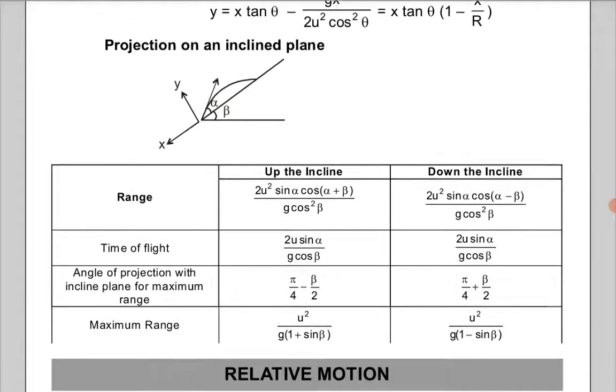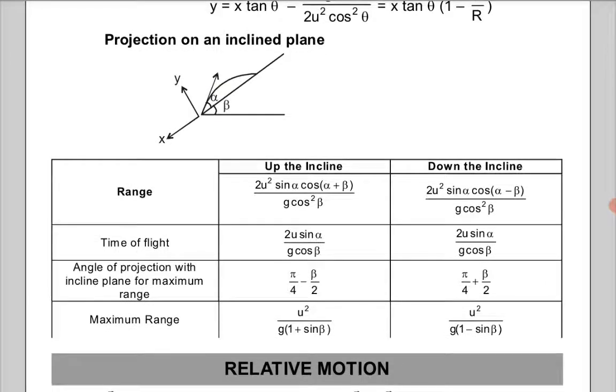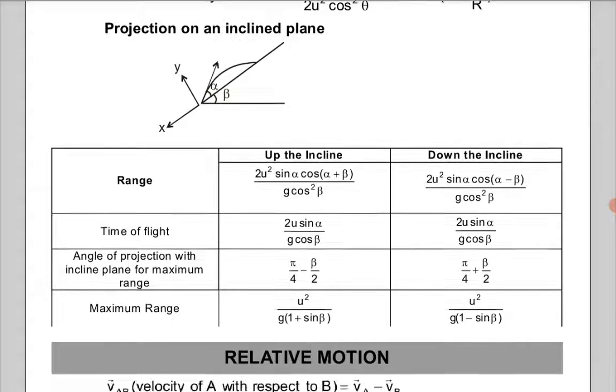Then we have to see projection on an inclined plane. If we have to calculate range up the incline, then what is the formula for the range? That is equal to 2u square sin alpha into cos of alpha plus beta upon g cos square beta. And when we have to calculate range down the plane, then range equals 2u square sin alpha into cos of alpha minus beta upon g cos square beta. You can see alpha and beta, these are the angles in this inclined plane.